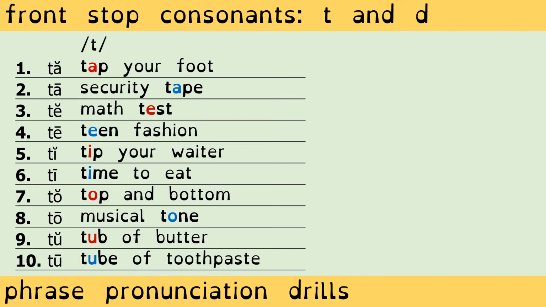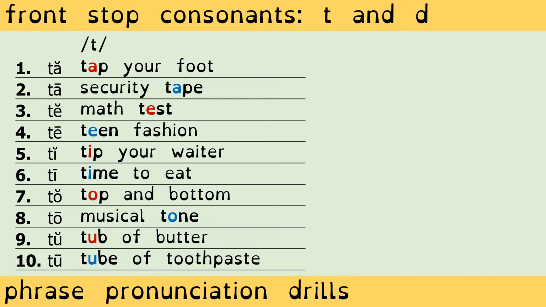For example, if you see T-A-P, you say tap. Then you think to yourself, tap my fingers on the table. See? You are not just getting the sound tap, you are expressing the meaning in a phrase. Now, I am going to read these phrases. If you want to pause the video and try reading on your own first, now is the time.